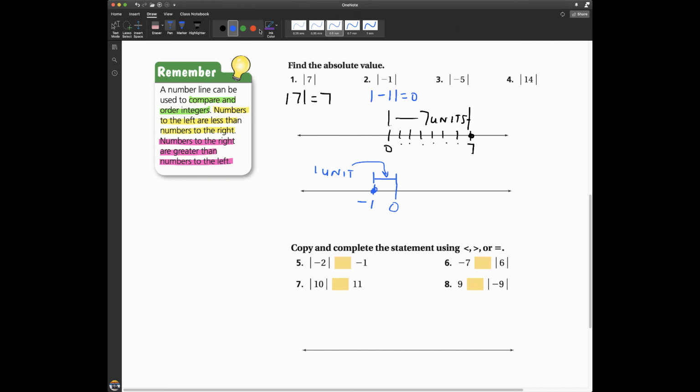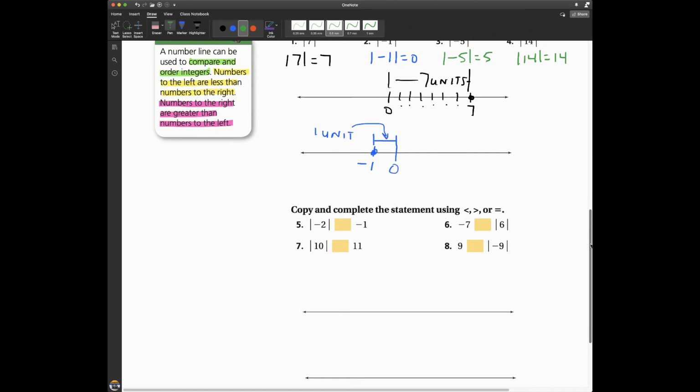All right, so for you guys, I want you to work out problems 3 and 4, and tell me what you get. So the absolute value of negative 5, hopefully you work this out, you get 5. And the absolute value of 14 equals 14. All right, very good.